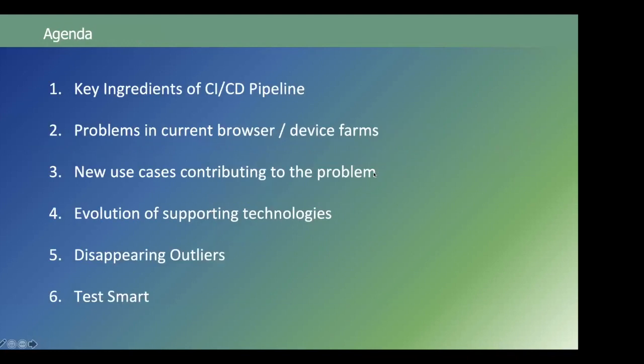So the agenda is going to be: I'm going to look at the key ingredients of a CI/CD pipeline, then look into the current problems in the browser and device farm SaaS platforms, and new use cases contributing to the problem. So the problem is kind of increasing, and there's evolution of supporting technologies, which says, hey, yeah, these are problems, but there are new technologies that could fix this. And some of the disappearing outliers that have been a big challenge in cross-browser device automation in the past, and how to test smart. So this is what's going to be the agenda.